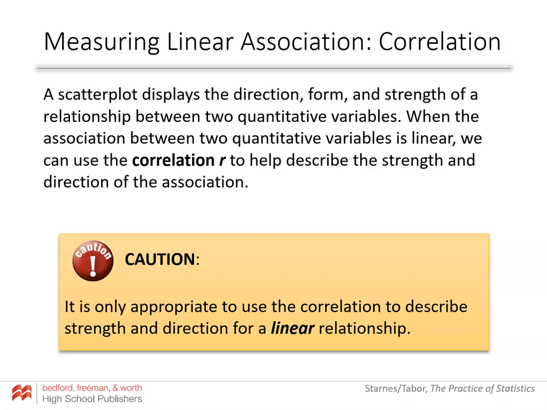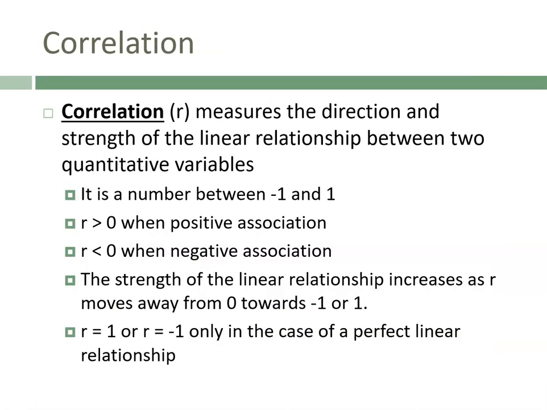We use R as the abbreviation for correlation. We do not use C, we use R. Now, here's a big caution. It's only appropriate to use correlation to describe strength and direction of a linear relationship. So if you're looking at the scatter plot and it doesn't look linear, do not use correlation to figure it out. Okay, here's our definition. Correlation measures the strength and direction of the linear relationship between two quantitative variables.